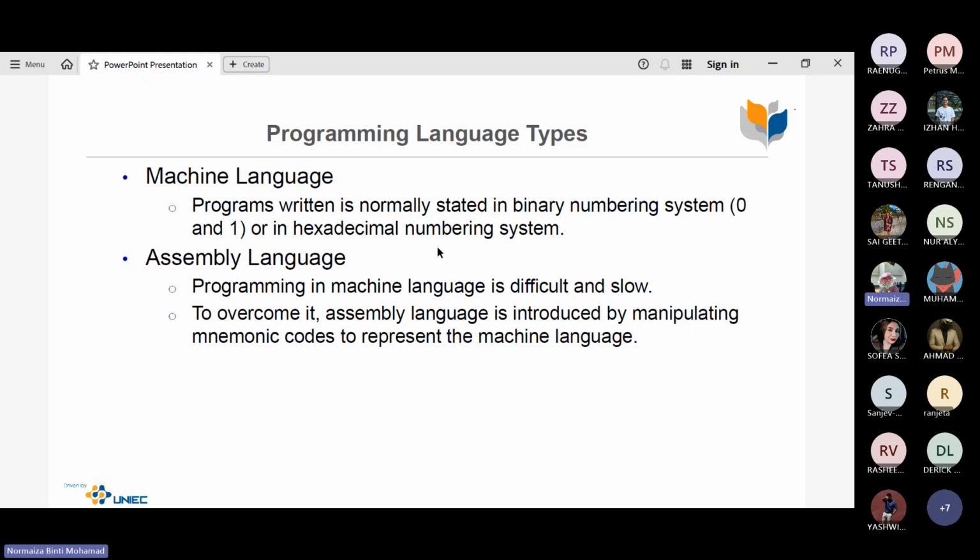Then we have assembly language. Since programming in machine language is difficult and slow, to overcome that, we have assembly language, which is introduced by using mnemonic code to represent the machine language. Assembly language is much easier compared to machine language. It's still not easy, but since you don't have to use 0 and 1, you just use this code. So it's much easier than machine language.